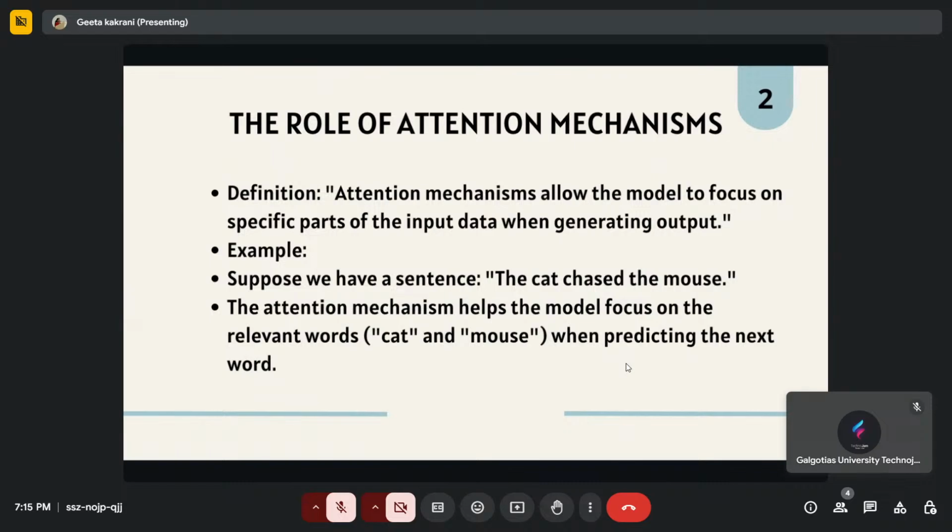Suppose there are three lines. The cat is climbing on the stool, the cat eats the mouse, the cat chases the mouse. So in three lines we are talking about the cat, but what is the meaning of cat in each of the three lines? My system will try to understand the meaning of cat and the role of the cat in each line in a different way. So this is called the attention mechanism. We tried to explain it with a simple example.